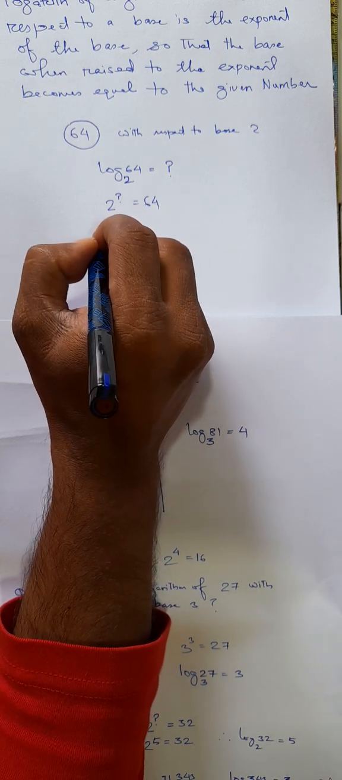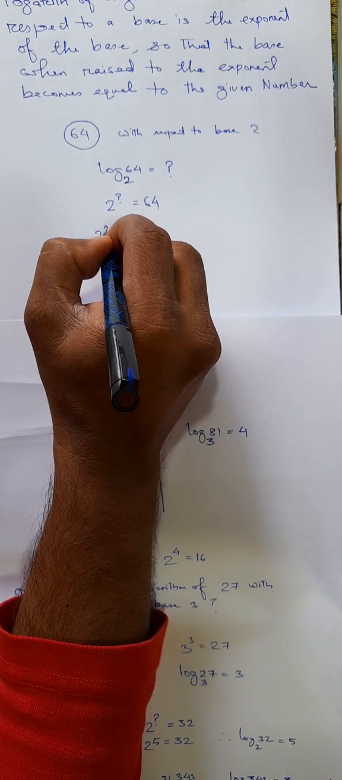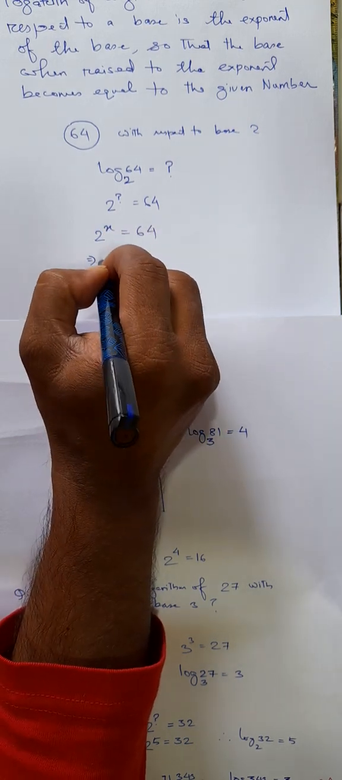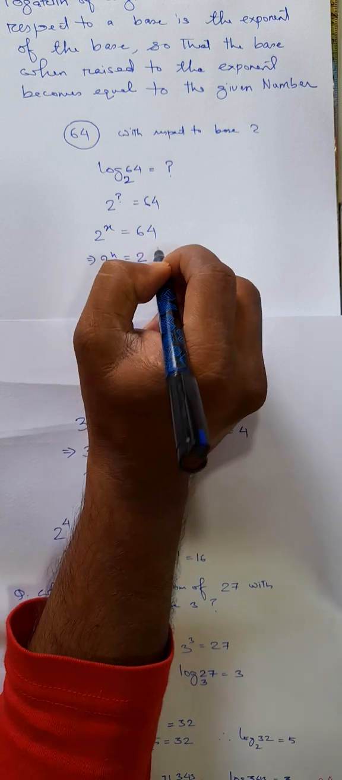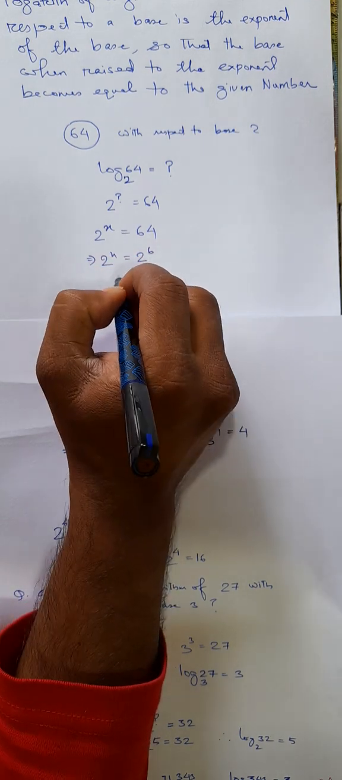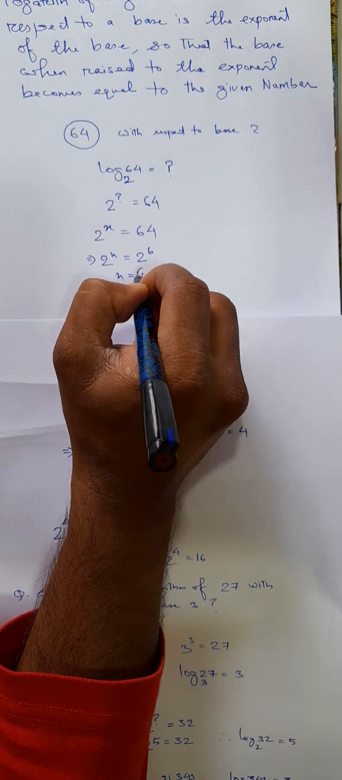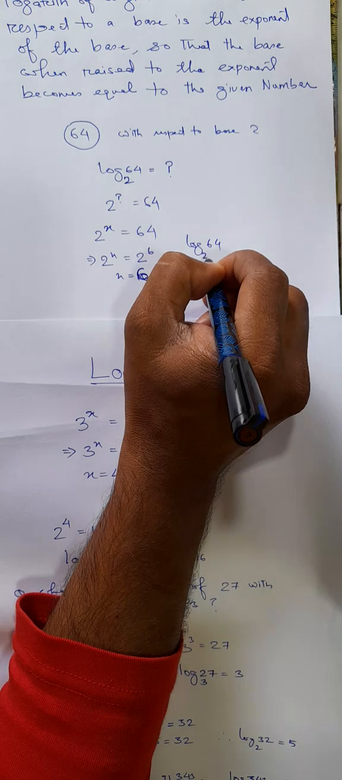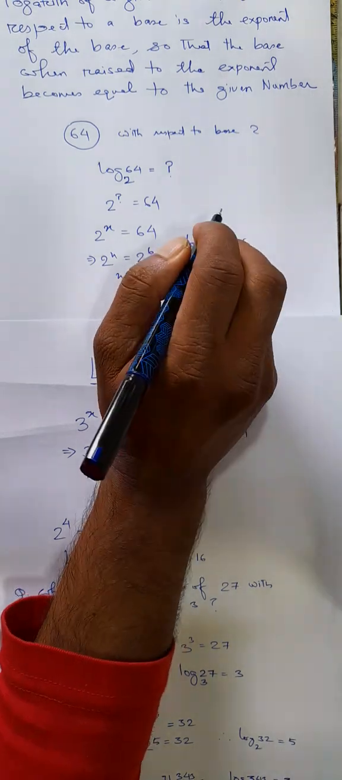Now, if you try to solve this, let us imagine that 2 to the power x equal to 64. That means 2 to the power x equal to 2 to the power 6. Therefore, x equal to 6. Therefore, logarithm of 64 with respect to the base 2 is 6.